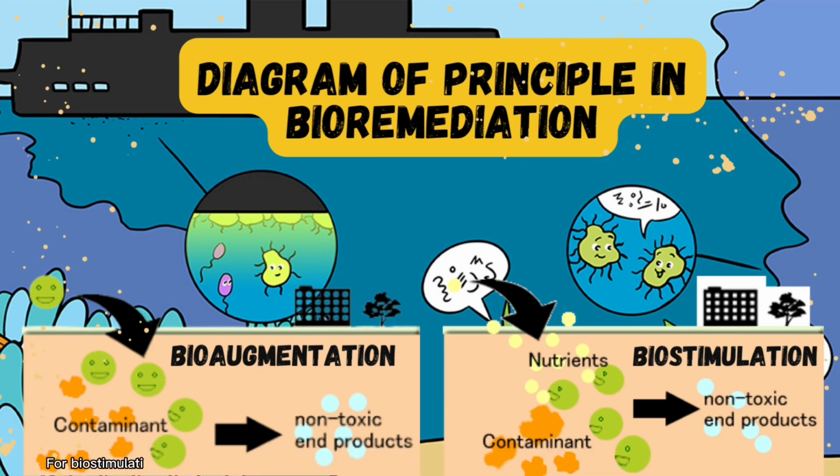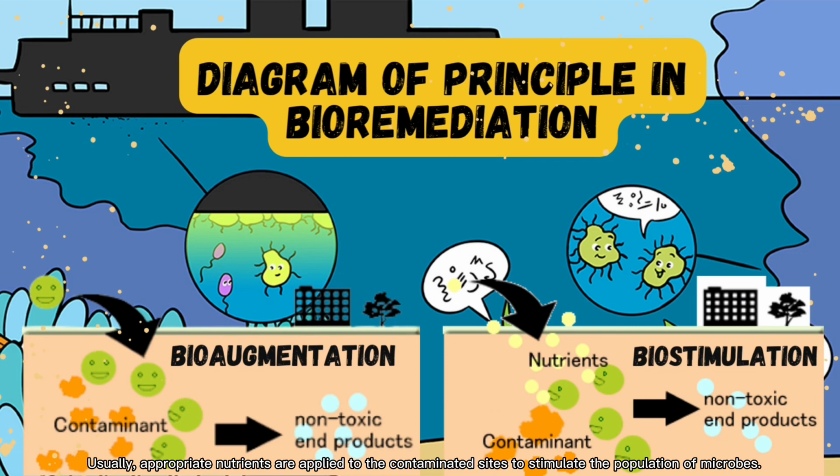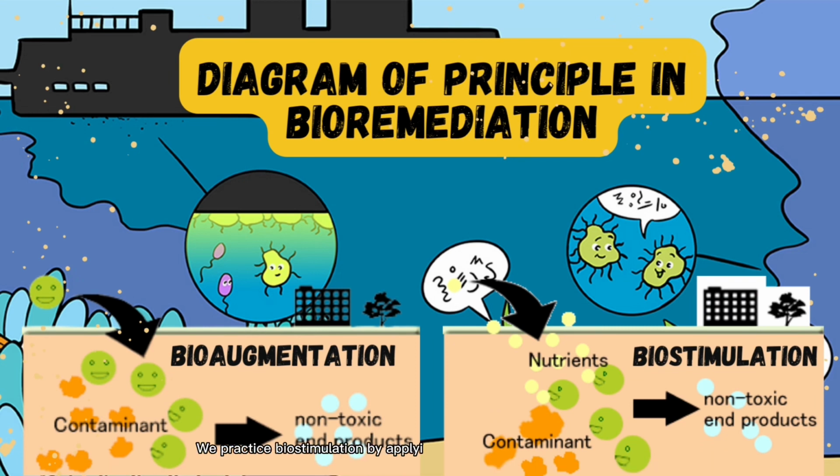For biostimulation in bioremediation, the degradation capacity of microbes indigenous to the contaminated site is exploited. Usually, appropriate nutrients are applied to the contaminated sites to stimulate the population of microbes. We practice biostimulation by applying appropriate nutrients to the sites contaminated with chlorinated solvents and hexavalent chromium.